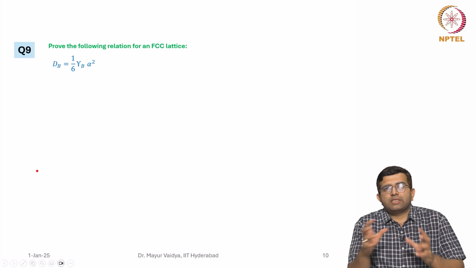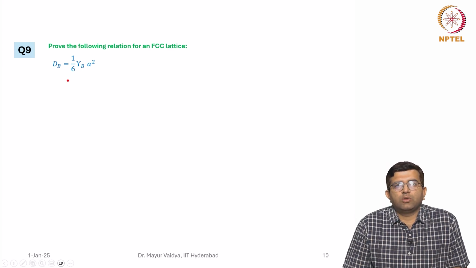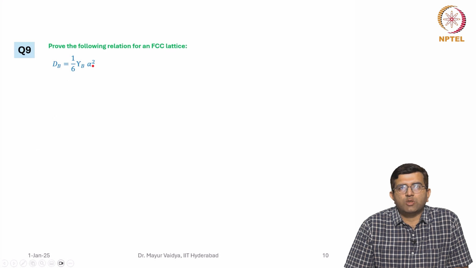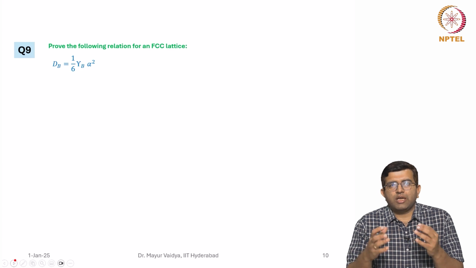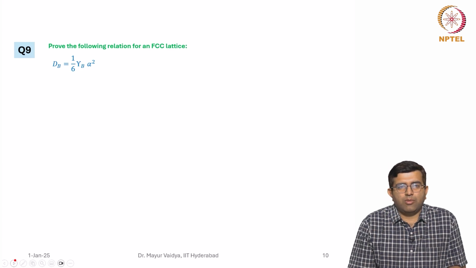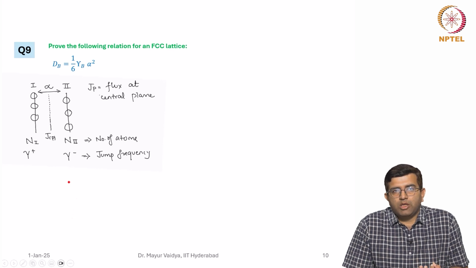Question number 9 is a derivation which tells D_B is equal to 1 by 6 gamma_B alpha square. Please excuse me for this notation. In the lecture slides this was written as capital gamma, but I think it does not make much difference to the understanding; please remember that these are the same quantities. So, how do we do that? We derived it, remember, for the simple cubic lattice.